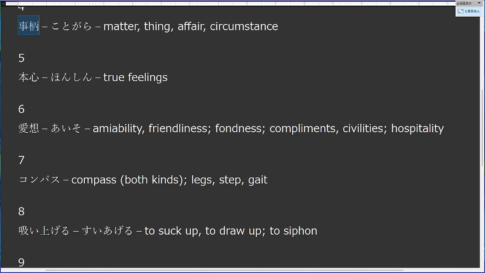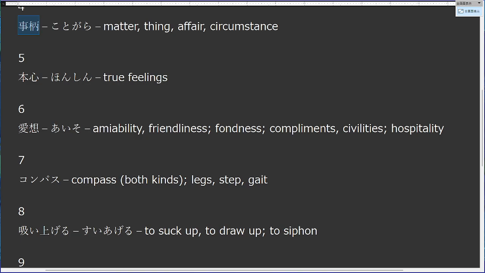Kotogara is the pattern of an event or a thing. A kotogara is a circumstance or an affair. Kotogara is a circumstance, affair, or a matter.